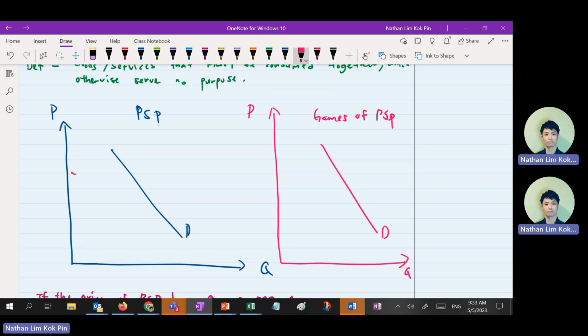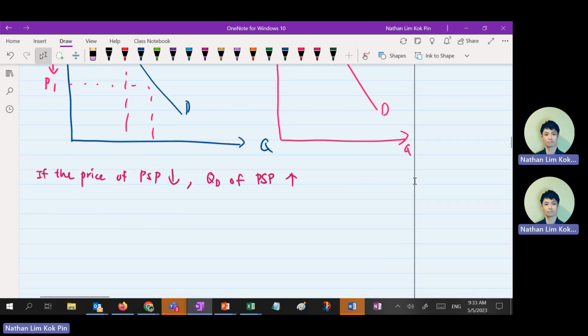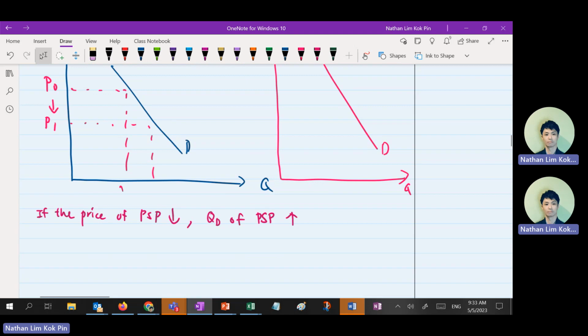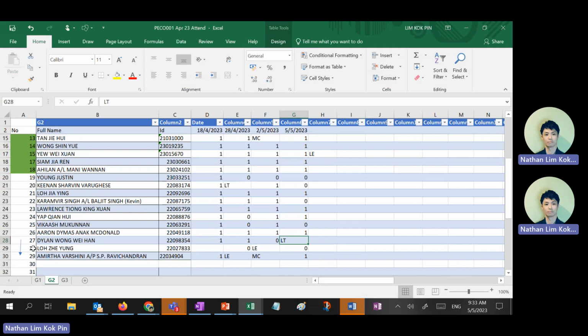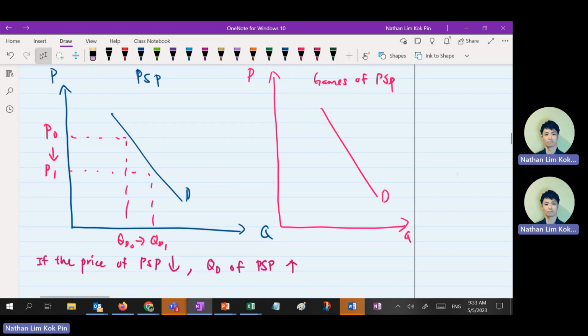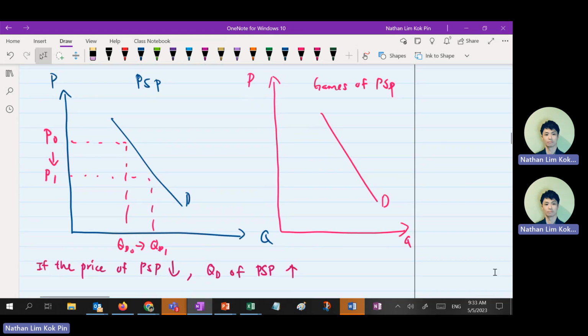So how do I draw? In the dotted line, price went down, P0 to P1, right? Quantity demanded went up. What will happen to the games of PSP? Demand this time is correct, but he used the wrong direction.